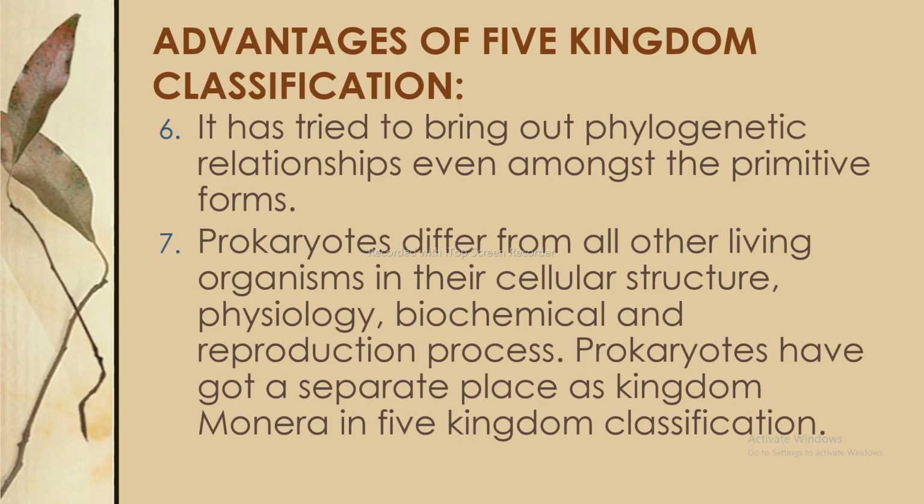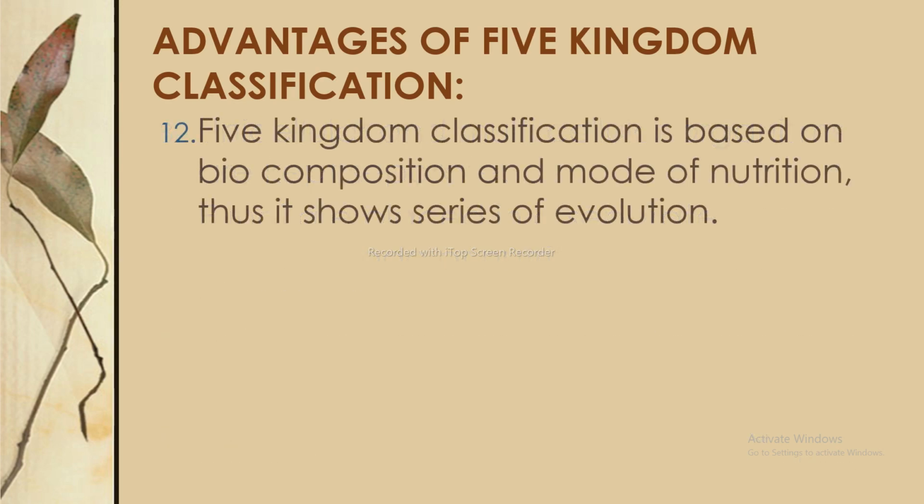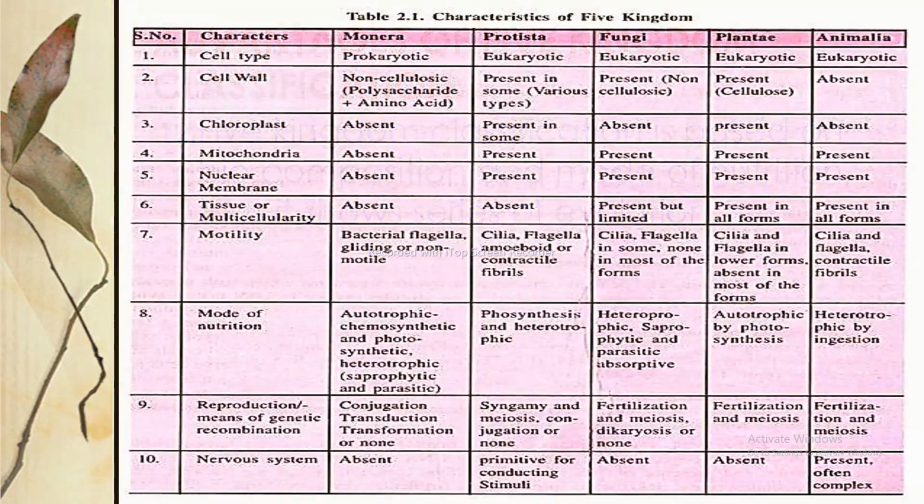Prokaryotes have got a separate place as kingdom Monera in the five kingdom classification. Unicellular and multicellular organisms are kept separate. Fungi are placed in a separate kingdom as their mode of nutrition differs from all other plants. Autotrophs and heterotrophs are placed in separate groups. Five kingdom classification is more natural than the two kingdom system of classification. It is based on biocomposition and mode of nutrition, and thus it shows a series of evolution.